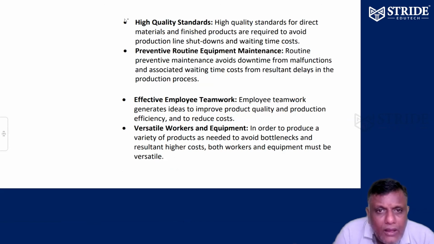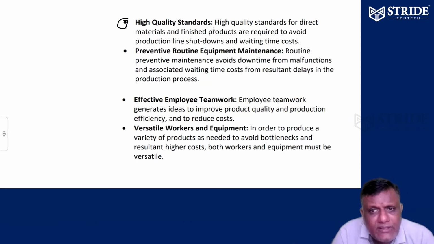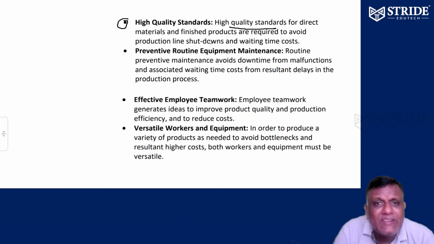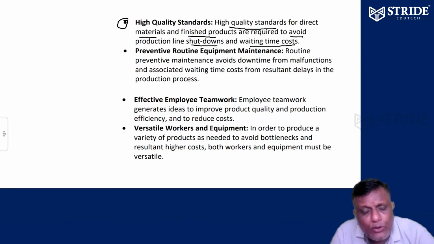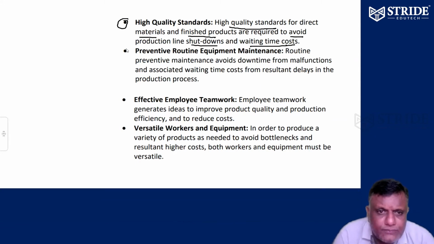Plus high quality standards. Just-in-time gives a high quality standard for each and every product. Direct material, high quality standard. Finished goods, high quality standard. So shutdown, we can avoid it. Waiting time, we can avoid it. Because of the just-in-time concept, shutdowns are eliminated. Once the production process is initiated, there is continuous supply of material and continuous production going on. So waiting time is reduced, shutdown is reduced.